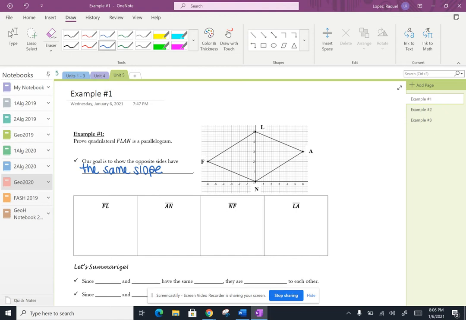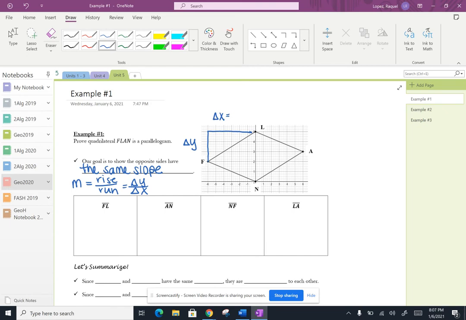If you remember, the letter we use for slope is M, and slope is rise over run, or change in y over change in x. That little triangle means change in, FYI. So let's take a look at FL. We want to find our change in y and our change in x. So I'm going to draw a triangle just like I did right here. This is going to be our change in y, and this is going to be our change in x.